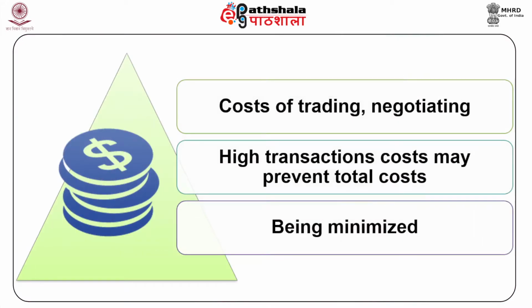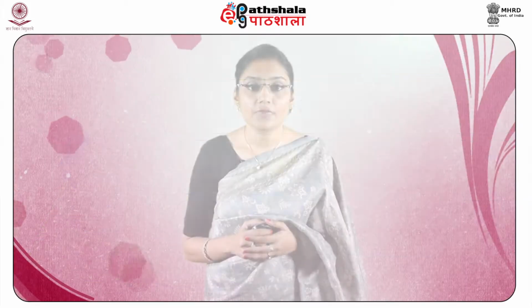The transactions cost comprises the cost of trading, negotiating and concluding a deal with the regulator. High transaction cost may prevent total cost from being minimized by posing a barrier to permit trading. There could be three broad sources of transaction cost that might arise in permit markets, according to Stevens in 1995. First is search and information cost, which involves identifying the potential buyers and potential sellers.